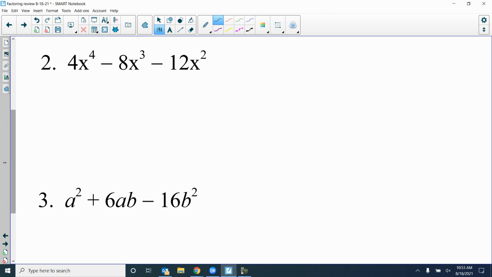All right, 4x to the 4th minus 8x cubed minus 12x squared. Factor completely just means you need to double check every step to see whether something factors again. And also, you've got to check for GCF. There is a GCF here. So think about what that is.